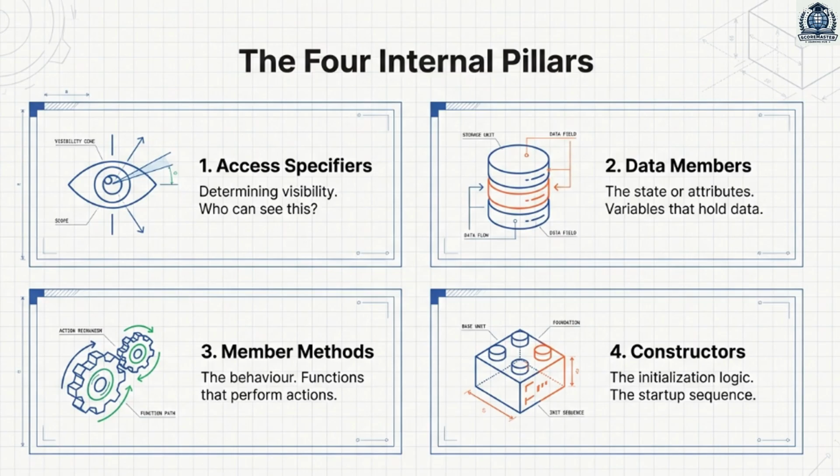2. Data members. Store the state. These are variables that hold the object's information. If your data is poorly designed, every method built on top of it becomes unreliable. 3. Member methods. Drive the behavior. Methods are the action takers. They define what the object can actually do. A class with data but no meaningful methods is just dead weight.